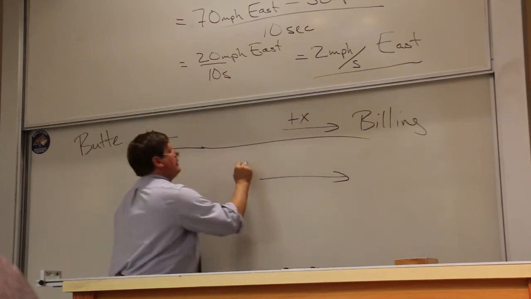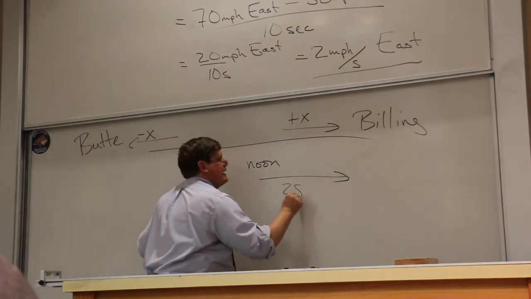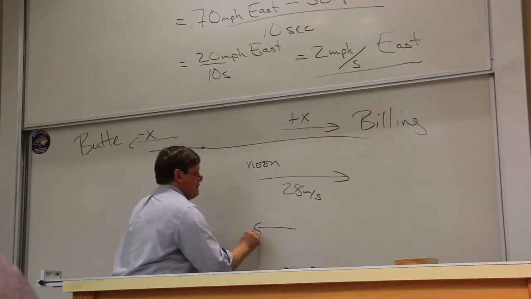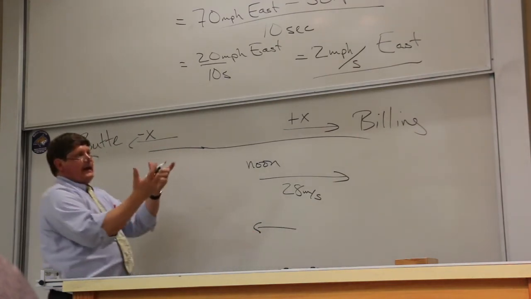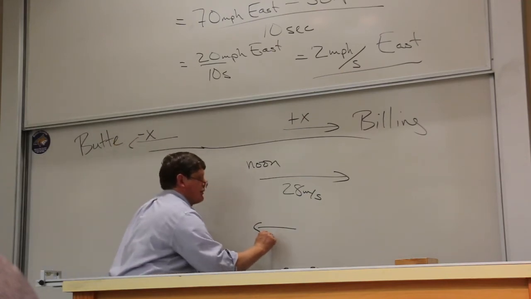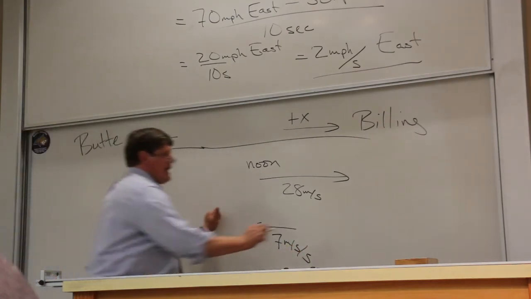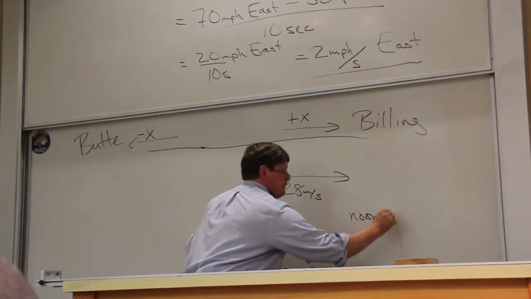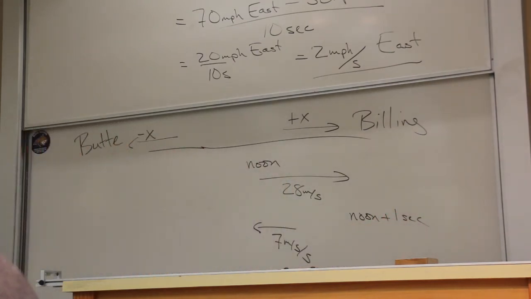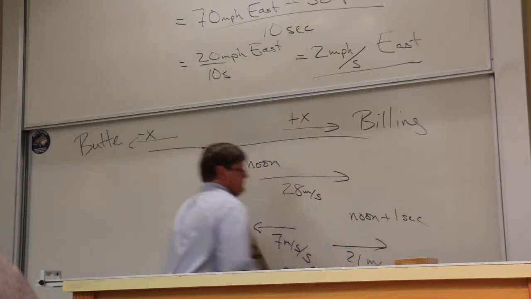Now, if at noon you have a velocity that is 28 meters per second, and I've got this acceleration that is negative, but in this coordinate system I would represent it with an arrow to the left, and I would put the magnitude. At exactly noon plus 1 second, how fast are you going? Yeah, 21 meters per second.